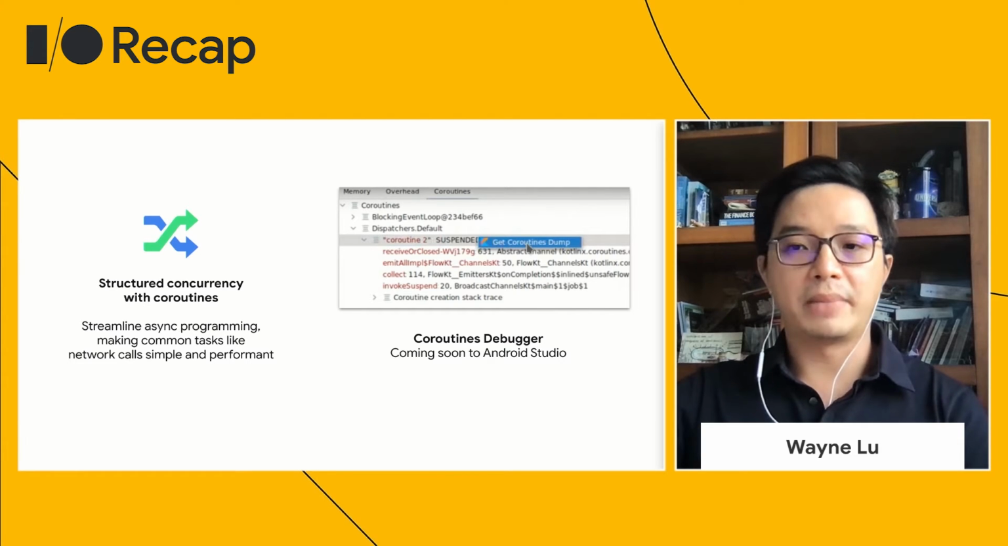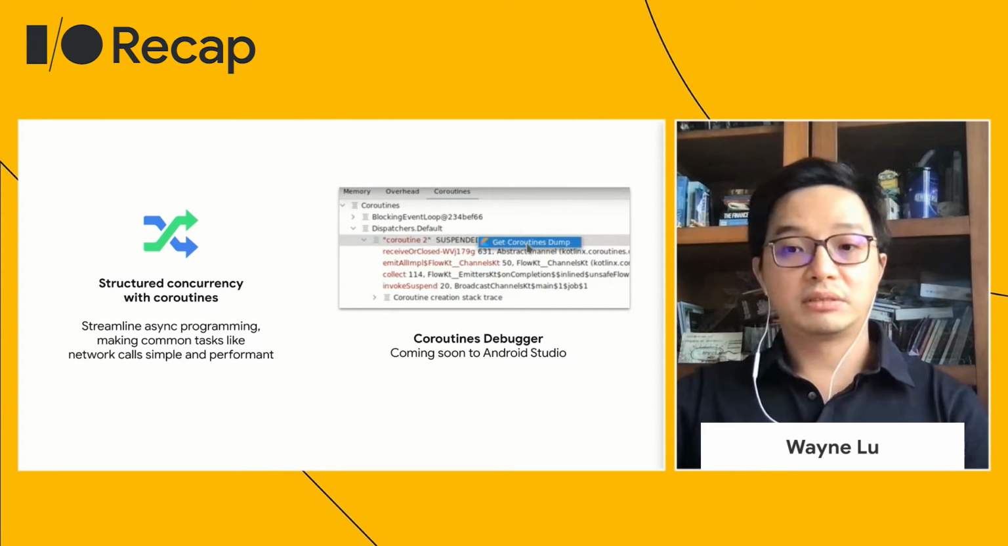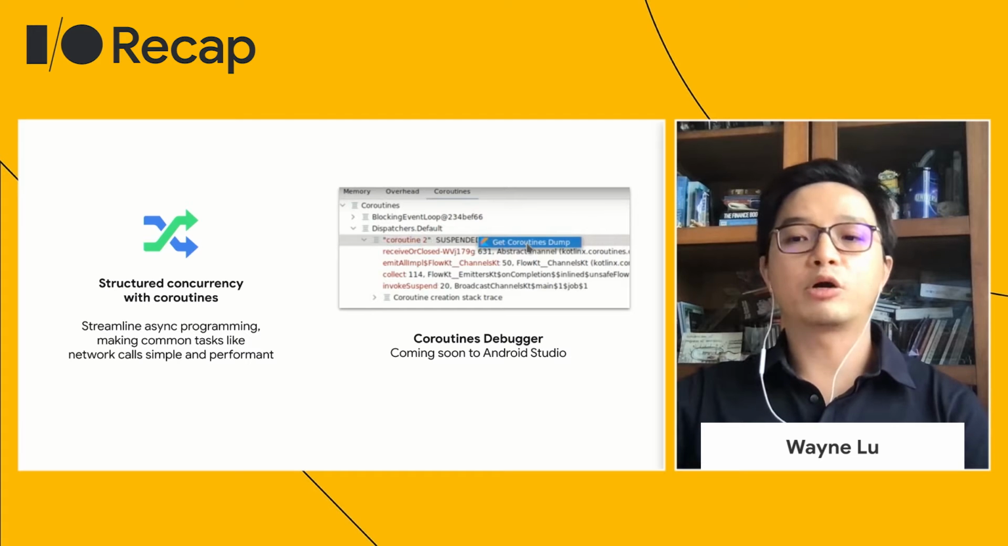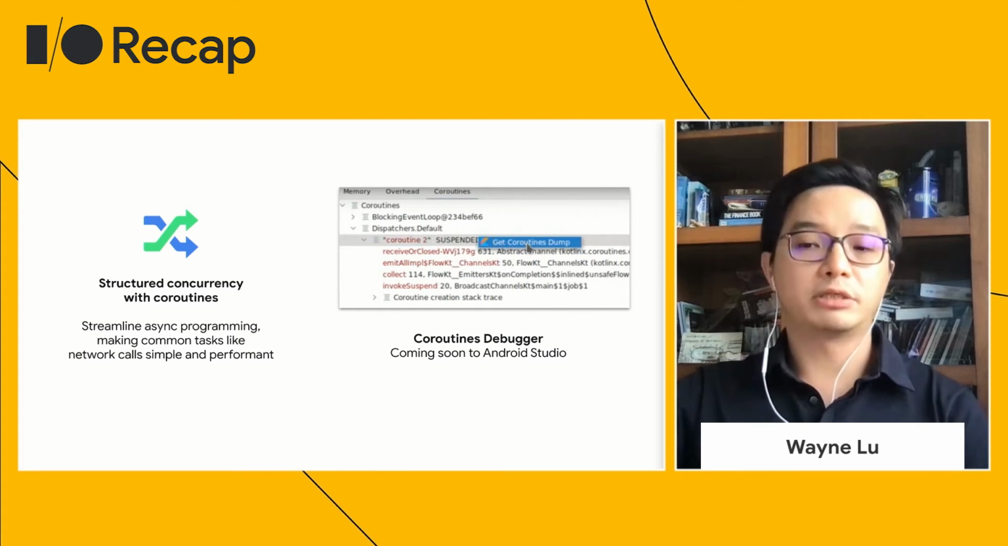Many of the libraries that I mentioned incorporate coroutines in their APIs, including Flow for observable value streams. We are also working on integrating a coroutines debugger in Android Studio to help you visualize and troubleshoot issues.